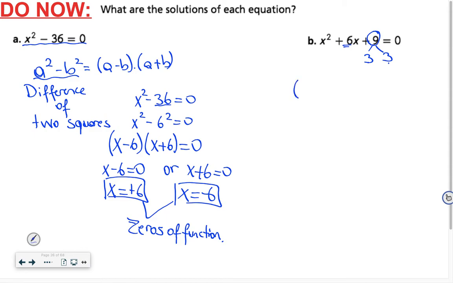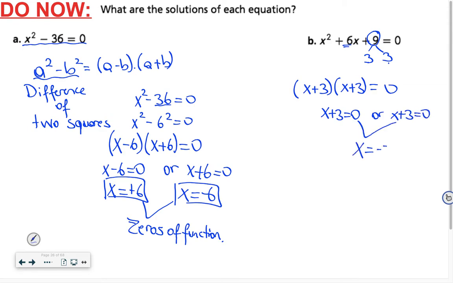After that, you can write it down as x plus 3 times x plus 3. And they are the same factor. So x plus 3 is equal to 0, or x plus 3 is equal to 0. From here, you will get the same answer. x is equal to negative 3 is your solution.